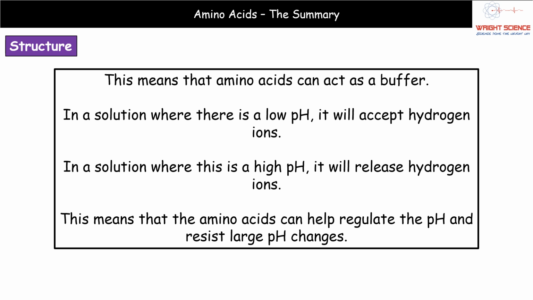If we've got our amino acid in a solution where we've got a high pH, so obviously an alkaline solution here, then we've only got a very low concentration of hydrogen ions. Therefore, if our carboxylic acid then releases the hydrogen ion, we are then going to have a greater concentration of hydrogen ions and therefore the pH is going to drop. So what we can see is our amino acids now have this ability to regulate pH and therefore help these living organisms to resist these large pH changes, because they're either just going to donate hydrogen ions or accept them depending on the situation they find themselves in.